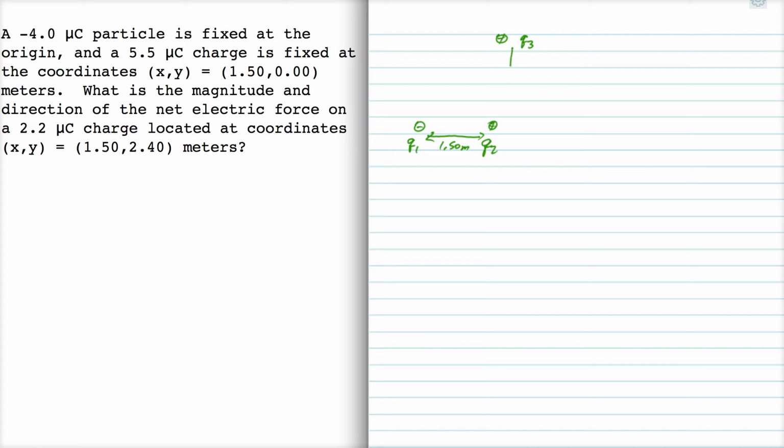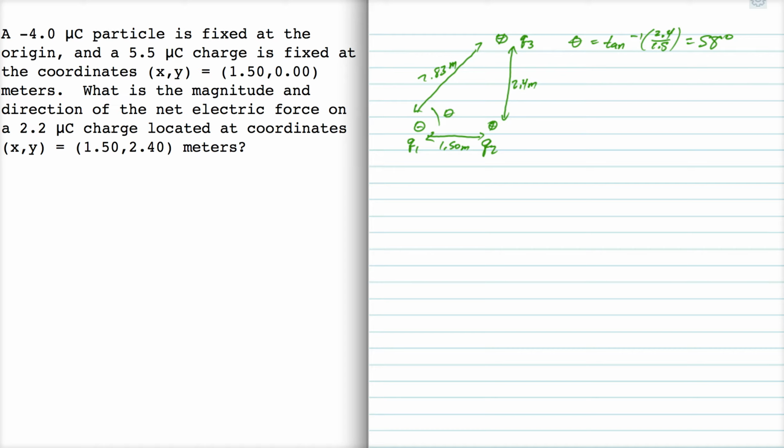And this distance is 2.4 meters. Now that makes this distance 2.83 meters, right, from the Pythagorean theorem. And then this angle, I call that angle theta, that angle theta is the inverse tangent of opposite over adjacent. That's 58 degrees. Alright, what we want is the magnitude and direction of the net force on that charge Q3.